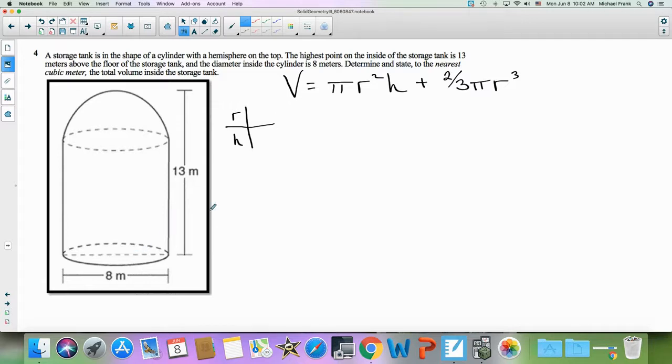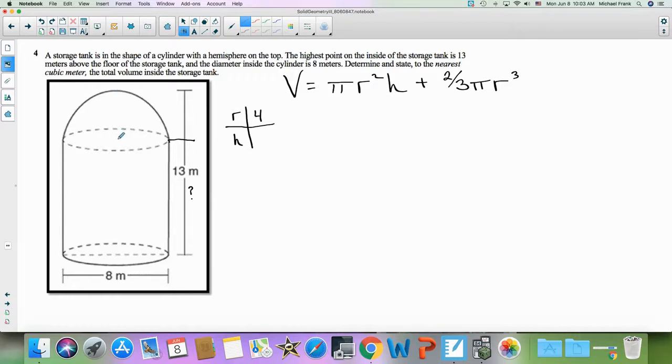Well, the radius is the easy part. The radius is going to be half of 8, which is 4. The height is where I remember a lot of people making a mistake, because this is the height of the cylinder. So the cylinder height stops right here. But this 13 is really this whole thing. So it's really, this is the part we want to know from here to here, minus this part right here, because the 13 goes to the top of the hemisphere.